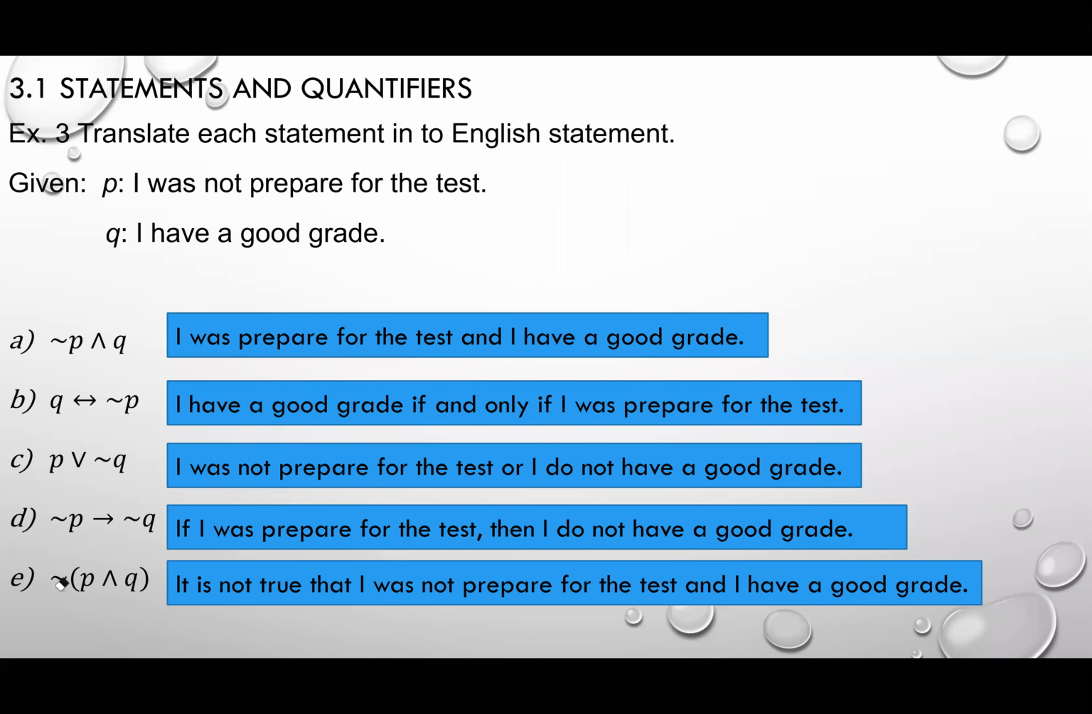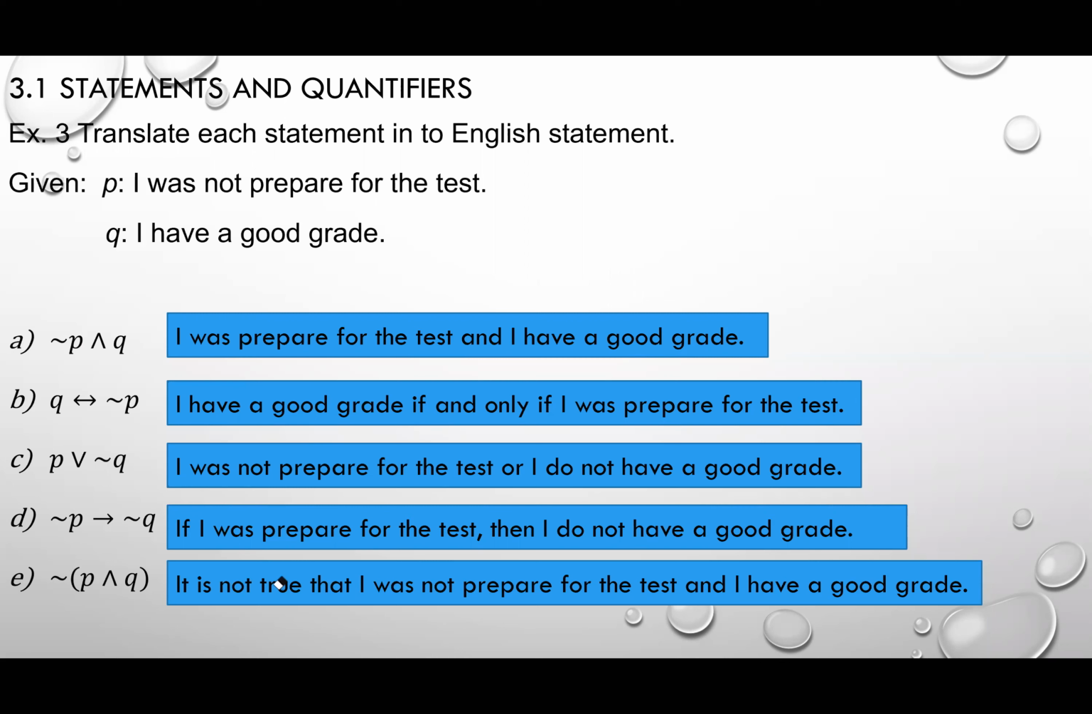For now, as you can see, A and E are the same, but the only thing different is that the parenthesis cover the P and the Q, while this one, the negation, is only on the P. It only illustrates the P. This one here illustrates the whole thing. So to show that it's the whole thing, you have to say it is not true that the whole thing.